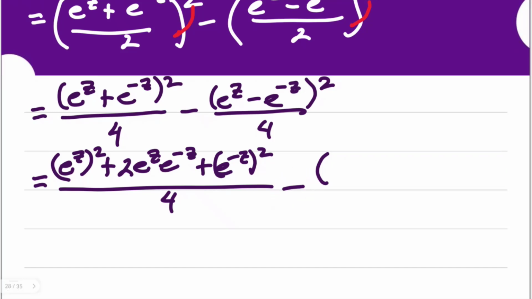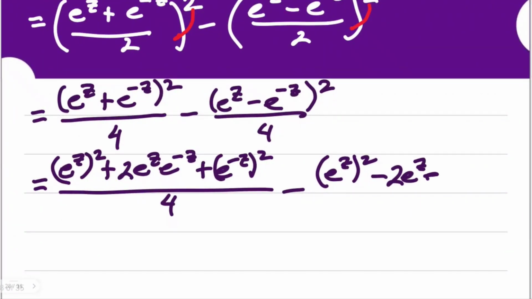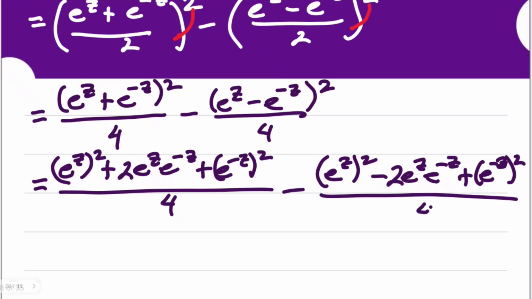Because we have a grouping symbol here, the square of the first term, minus twice e to the power of z, and then you have your e to the power of negative z, and you have here plus the square of your second term, over 4 as well.